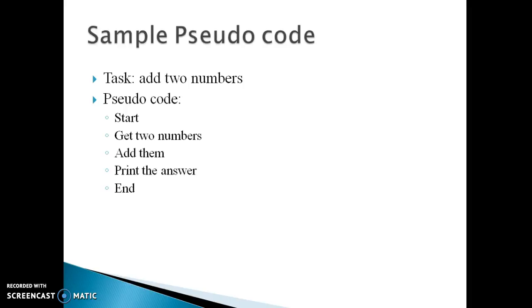So we have to follow some sequence in that recipe. For example, we have to perform the addition of two numbers. For the addition of two numbers, first we have to start our program. The second step is to get the two numbers. Then we have to perform the addition of them, and then we have to print that answer. So in 5 steps we can solve that problem.